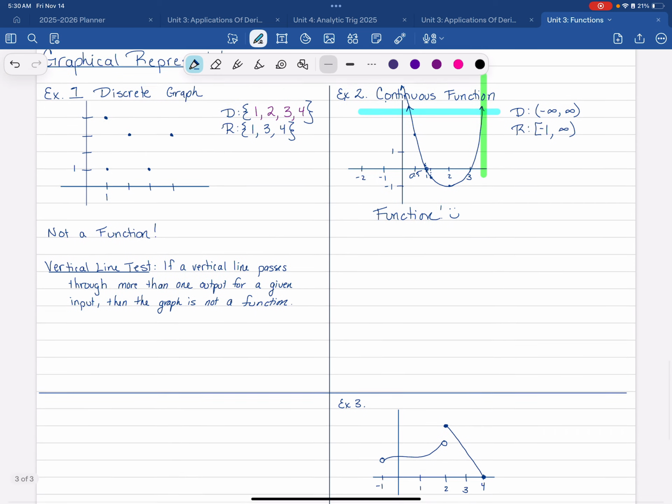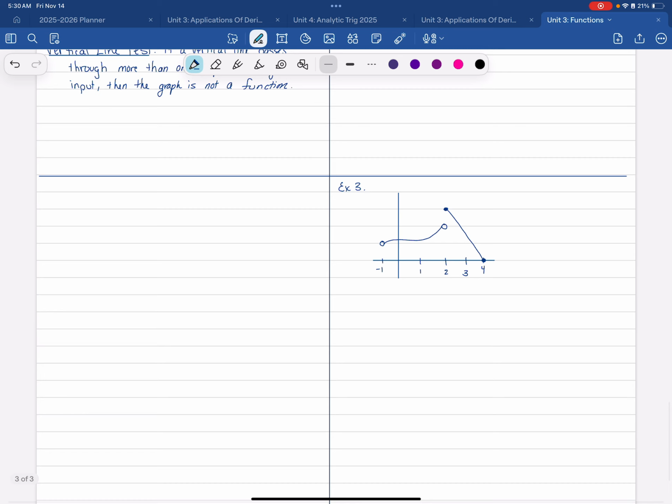All right, our last example is a discontinuous, I'm going to call it a curve, because we don't know yet if it's a function or not. It could be a function. We need to see if it passes our vertical line test.